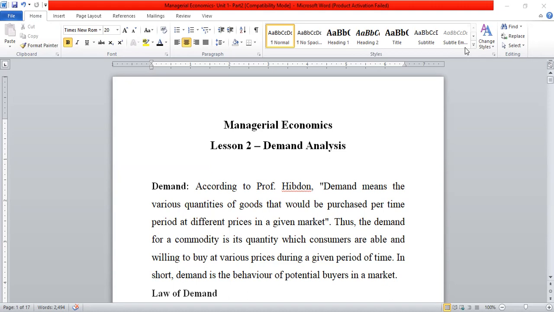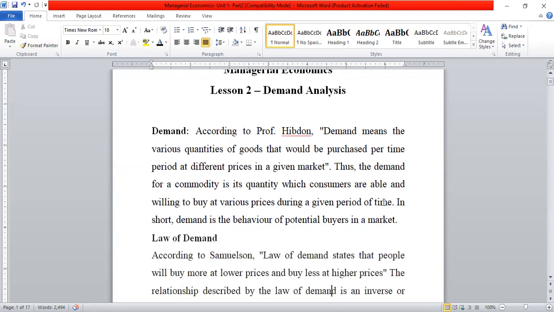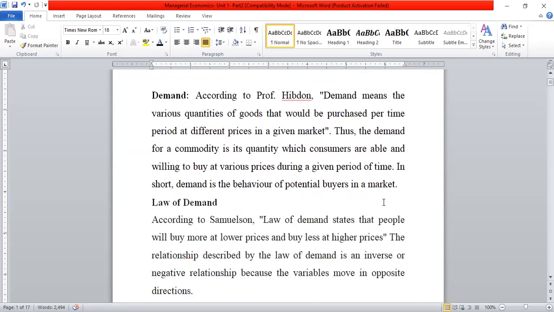So what is the law of demand? Next, we have discussed the law of demand, defined by Samuelson. The law of demand means there is an inverse relationship between demand and the price of a particular commodity. That means people will buy more at lower prices and less at higher prices. When the price of a commodity increases, the demand for the product decreases.